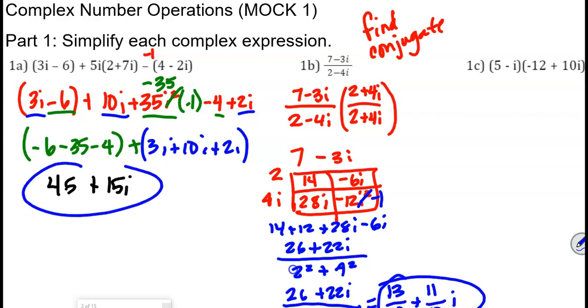This was our final answer over here. I didn't circle it. So, all right. On the next one, again, we could just do the box method. So I'm going to create a box, and I'm going to do the 5 minus i up here, and I'm going to do -12 and 10i here. So let's create a box here.